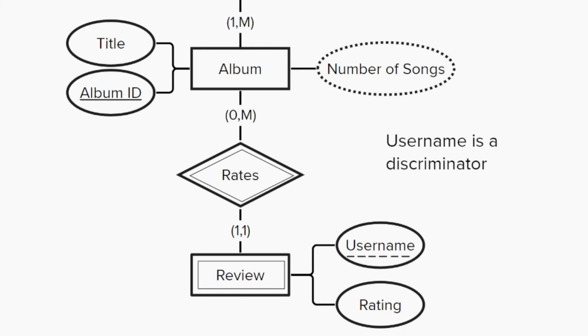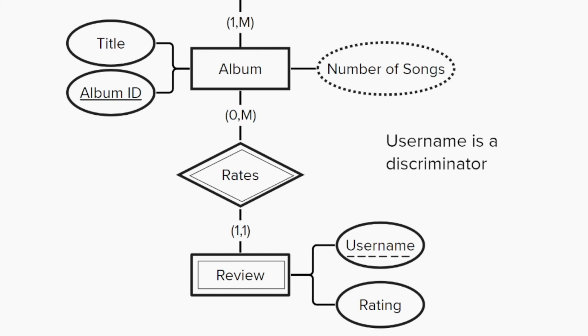Although the review entity does not have any primary key or superset that could uniquely identify it, it is possible to use the username of the reviewer to distinguish between reviews associated with a particular album, at least as long as we are assuming that each user is only allowed to rate each album once. In this case, the username is known as a discriminator, and the dashed underlining of the attribute name indicates this in the diagram.